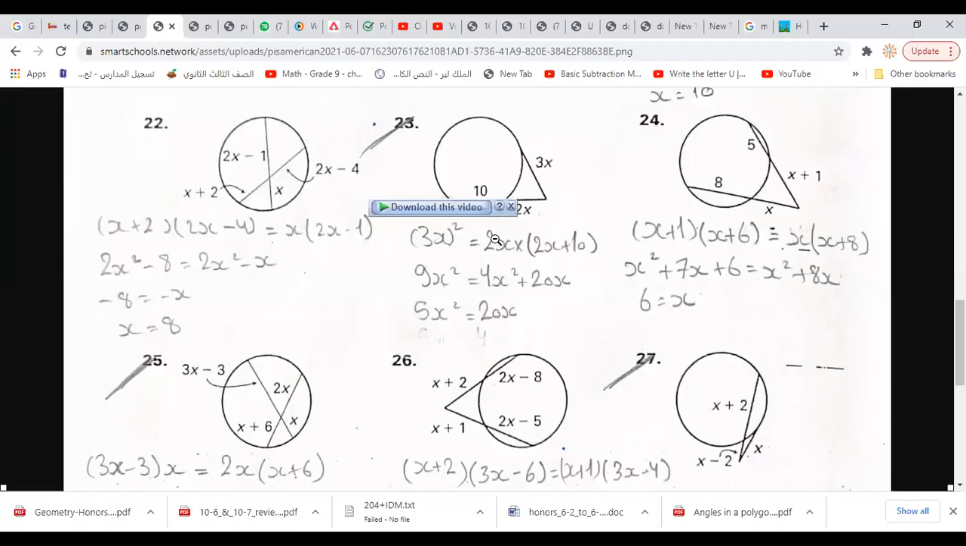Parentheses. 2x times 2x will be 4x squared. 2x times 10 will be 20x. Now we will transfer 4x squared to the opposite side. It will be 5x squared equals 20x. How will we find the value of x in this question?